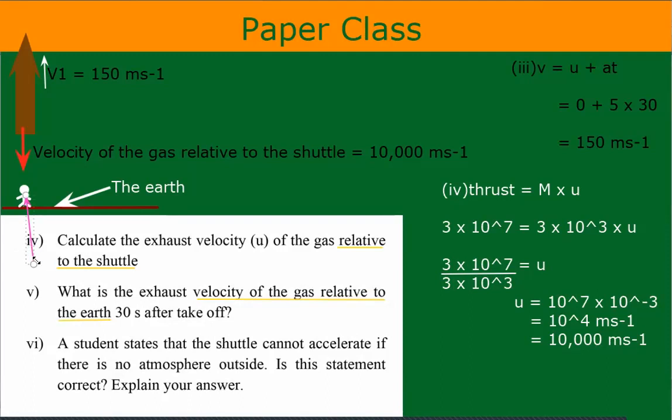According to this man, if somebody asks what is the velocity of the rocket as you observe, he will say 150 meters per second. Meaning the distance between this man and the rocket increases by 150 meters every second. Got it? What's the meaning of this 150 meters per second?